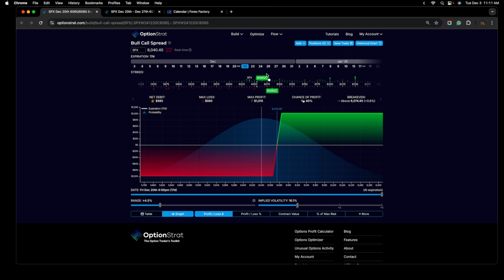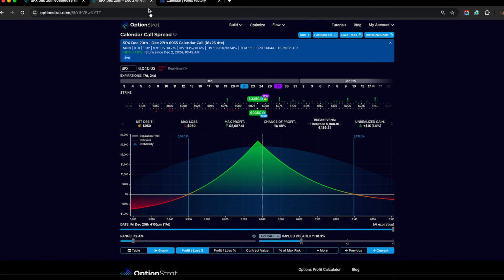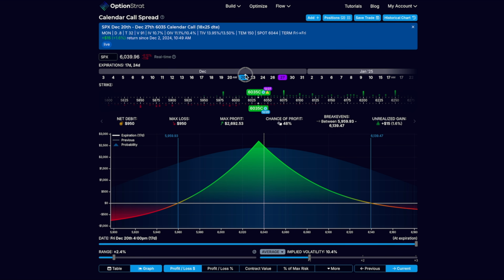A vertical is dealing with multiple strike prices across a single expiration, so you're dealing vertically within the options chain. A calendar can confuse beginner traders because now you're dealing with strikes horizontally across multiple expirations.